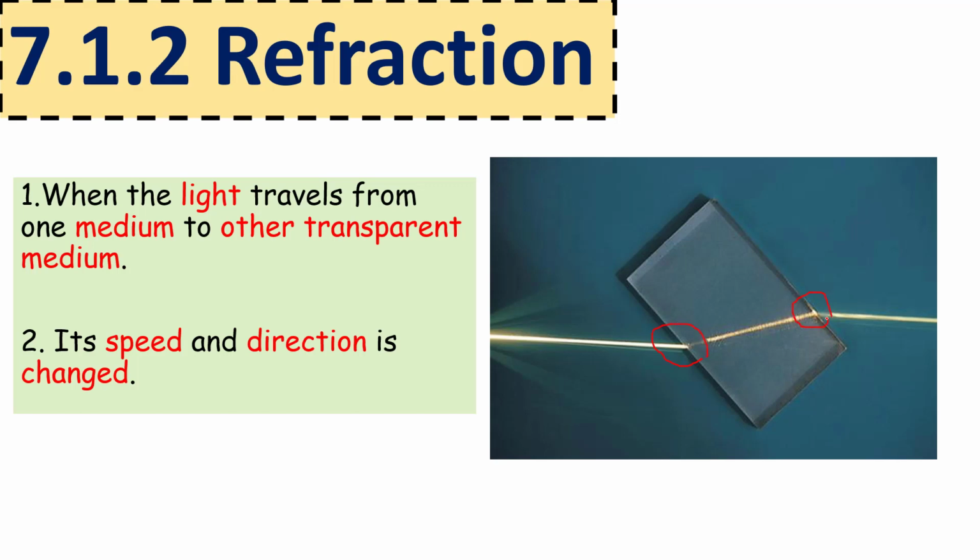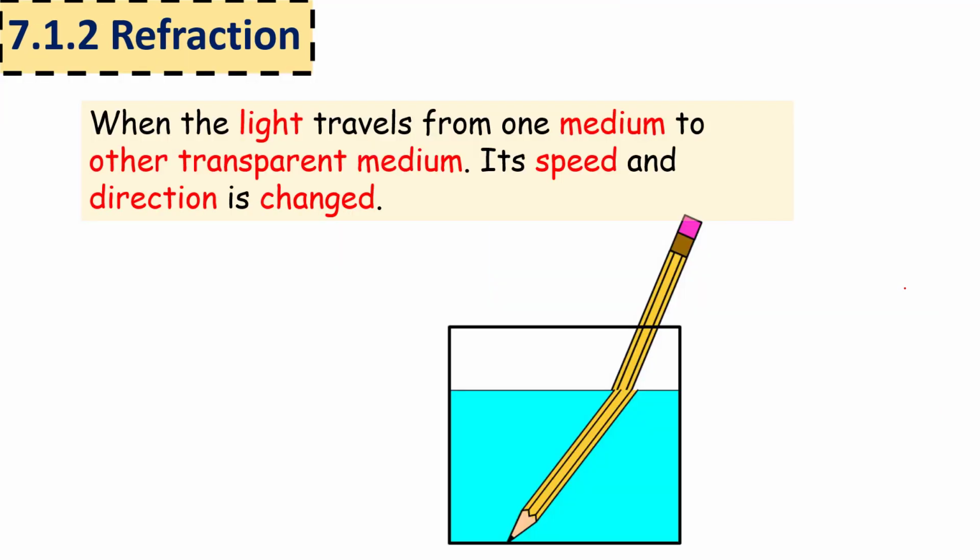When the light travels from one transparent medium to another, it changes direction. Can you see it? The light changes direction. This one we call refraction. When the light travels from one medium to another, the direction will change.